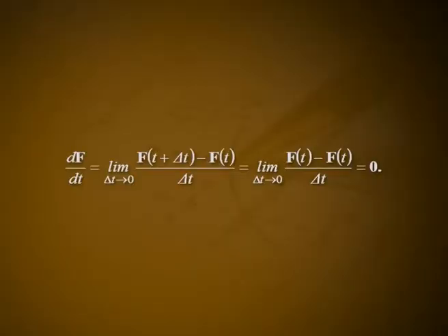Proof. Necessary part. If f(t) is constant, then f(t plus delta t) is equal to f(t). Hence, df/dt is equal to the limit as delta t tends to 0 of [f(t plus delta t) minus f(t)] divided by delta t, which is equal to the limit as delta t tends to 0 of [f(t) minus f(t)] divided by delta t, which is equal to 0.